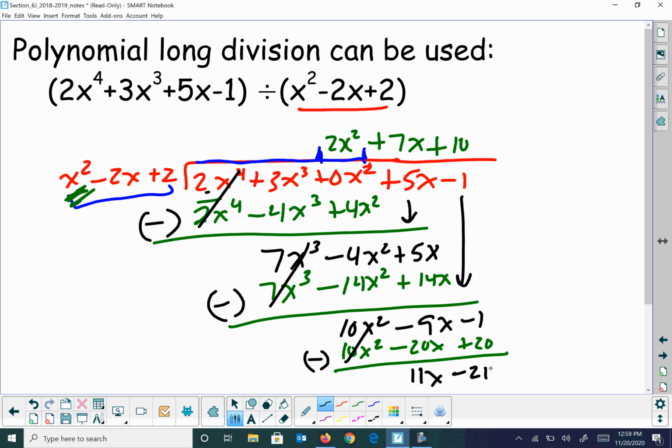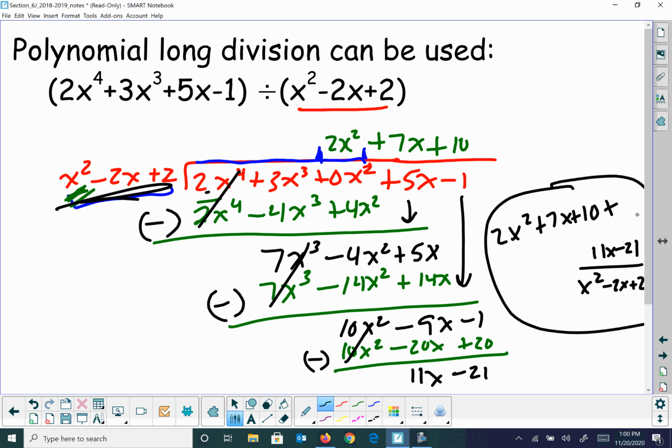So my answer is going to be what's on top, plus, and I ran out of room, plus 11x minus 21 over x squared minus 2x plus 2. So you put it over your divisor. Okay? So this whole thing is the answer. And yeah, this plus should be down, with that.